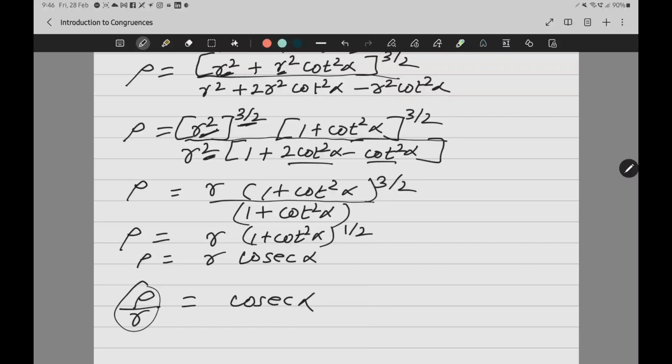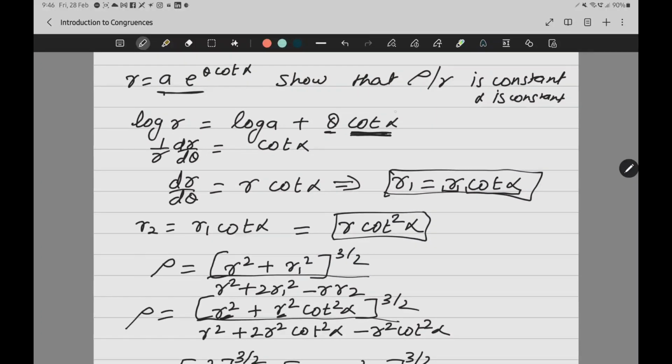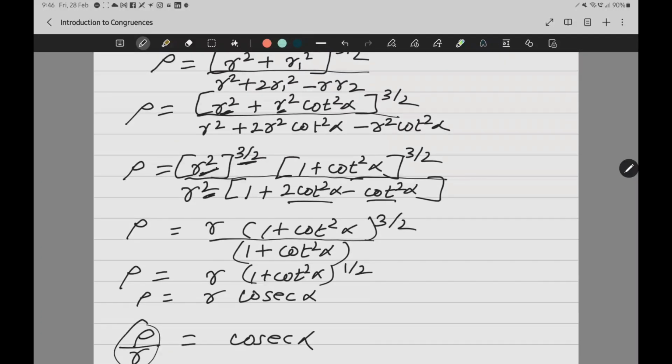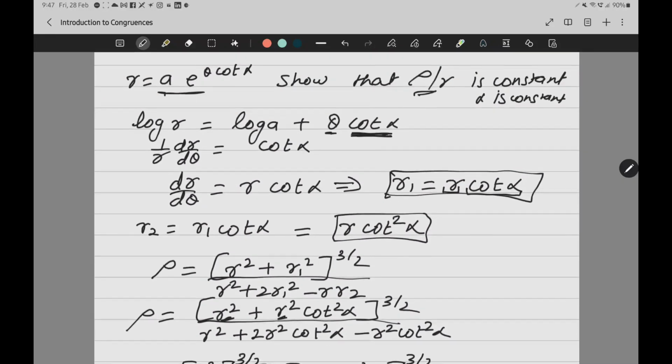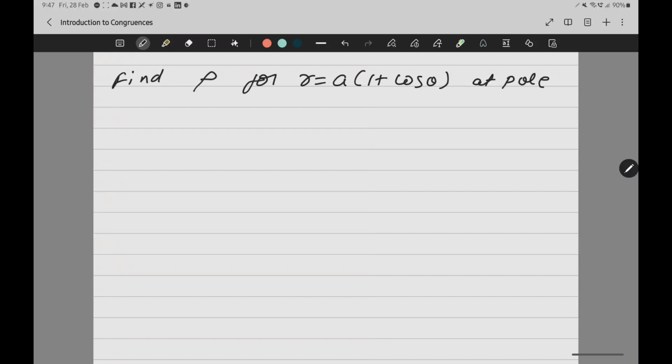Correct. And now next step, rho by R is equal to cosec alpha. Why did I do rho by R? Because what was my question? Show that rho by R is a constant, right? That's the reason I need rho by R. So rho by R is equal to cosec alpha. Now alpha is constant, so cosec alpha is also constant. So hence proved. Easy? Now we are done with one question of polar form as well. Okay, now let's move to the next question.